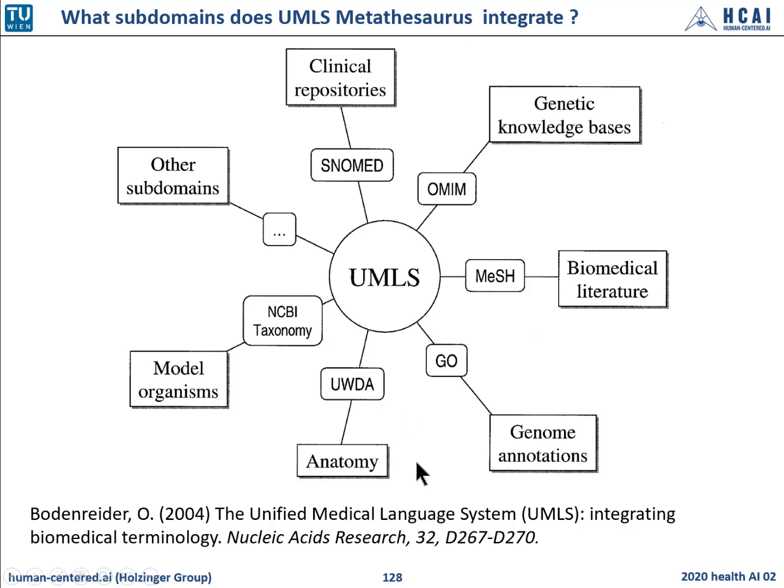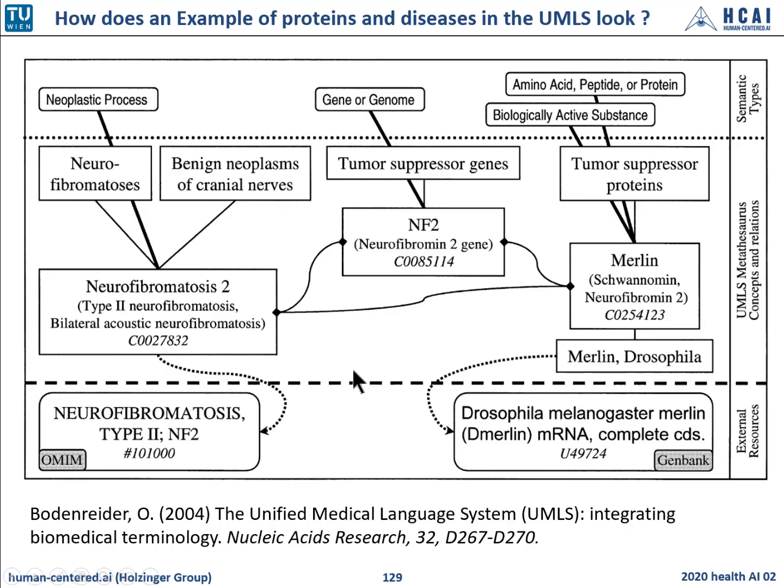So what subdomains does the UMLS Metathesaurus integrate? In this slide we see the integration of various other terminologies, as we have mentioned before. You see here the GO, genome annotations, the MeSH, the OMIM, genetic knowledge bases, the clinical repositories via SNOMED, and so on. So how does an example of proteins and diseases in UMLS look? This is just an example of neurofibromatosis, an autosomal dominant disease characterized by tumors called schwannomas involving the acoustic nerve. And this is just one example, an arbitrarily taken example.